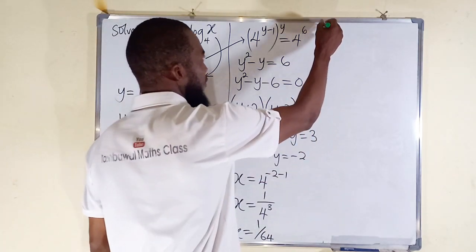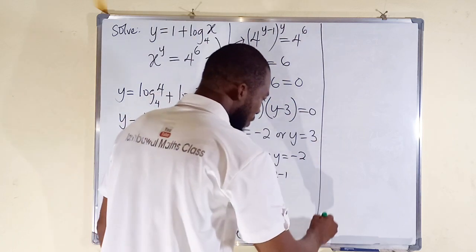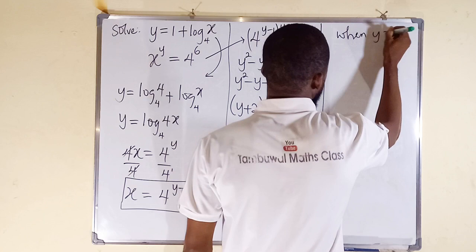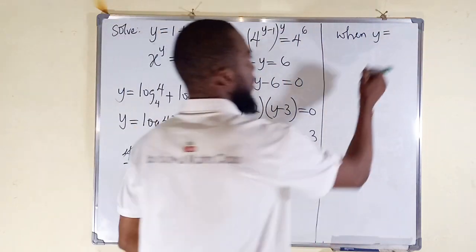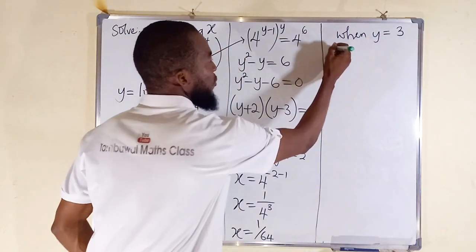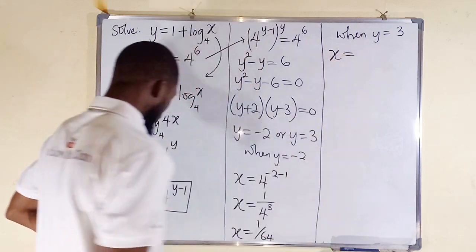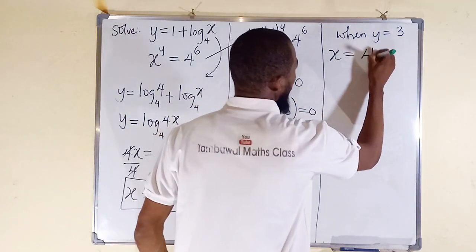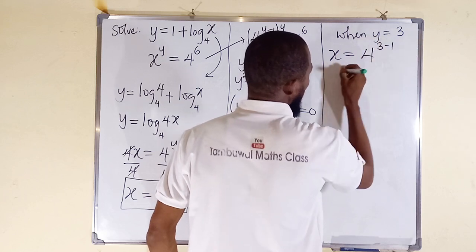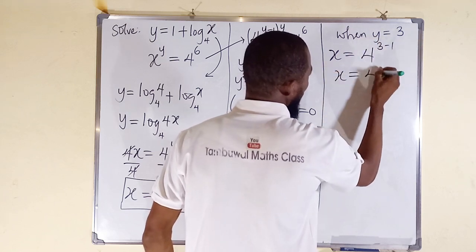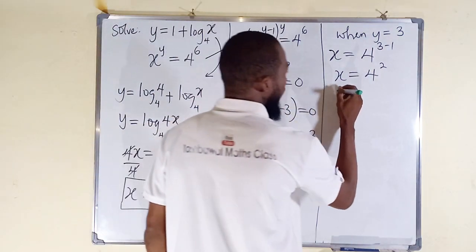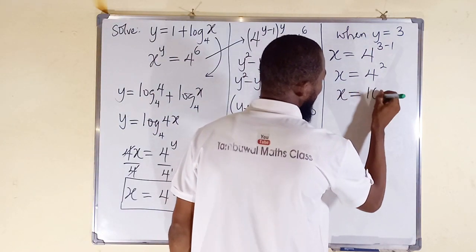So what about the other solution? When y is equal to 3, x will be 4 to the power of 3 minus 1, which is equal to 2, right? 4 to the power of 2. And 4 to the power of 2 is 16. Therefore, x is equal to 16.